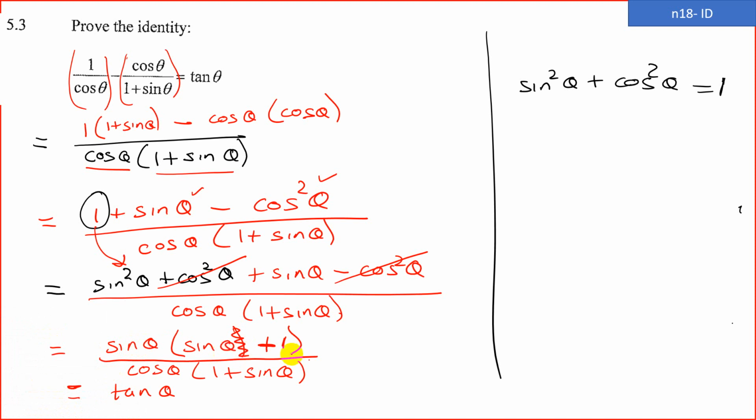And on this side, we've got sine theta plus 1, 1 plus sine theta, which is actually the same thing. And that gives us tan theta, which is the right-hand side. So we started with the left-hand side, and we managed to get it to be equal to the right-hand side. Okay, let's go to our next question.